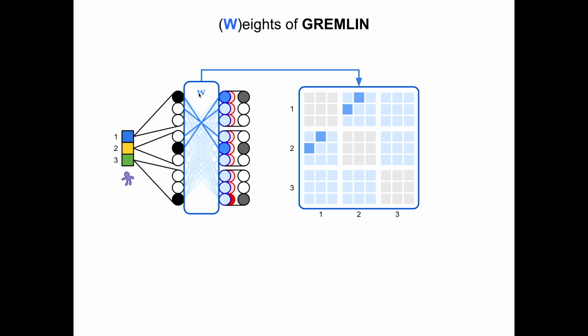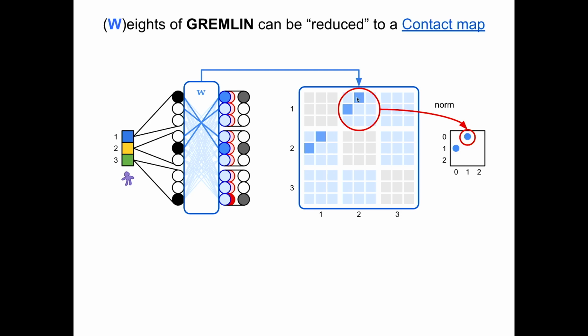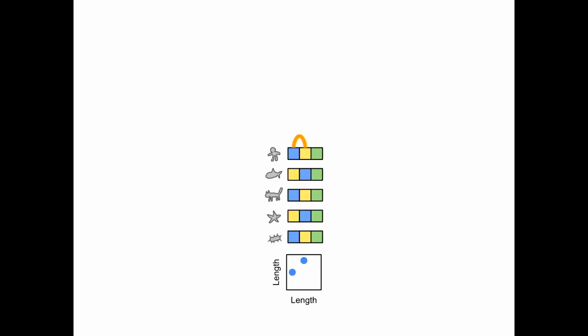So what you could do now is take these weights and you get back some kind of tensor that's length by length, in this case alphabet by alphabet. Then you could take each of these little boxes that's alphabet by alphabet and reduce it to a single value. Usually you take the L2 norm or a Frobenius norm, and you get back a contact map. Just to summarize, we train it on this data, and now we have a contact map that represents the connectivity, or how the different positions are dependent on each other.